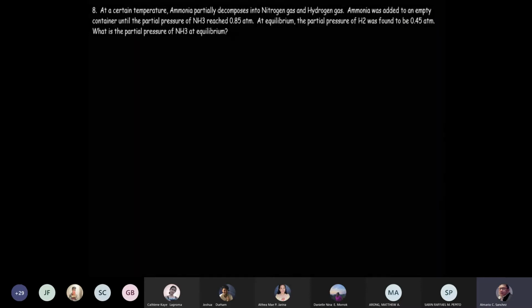Number 8. At a certain temperature, ammonia partially decomposes into nitrogen gas and hydrogen gas. Ammonia was added to an empty container until the partial pressure of NH3 reached 0.85 atm. At equilibrium, the partial pressure of H2 was found to be 0.45 atm. What is the partial pressure of NH3 at equilibrium?